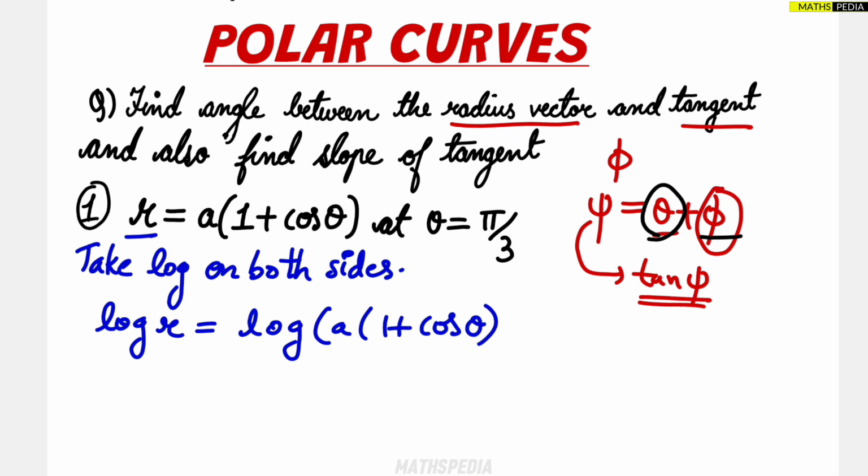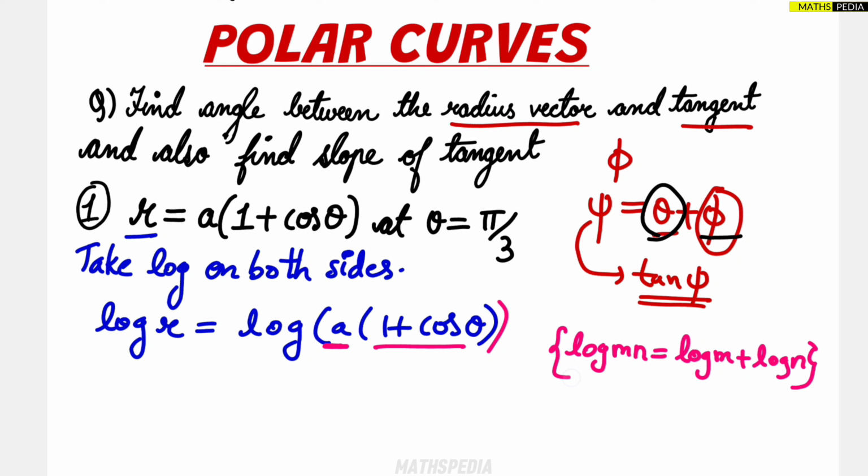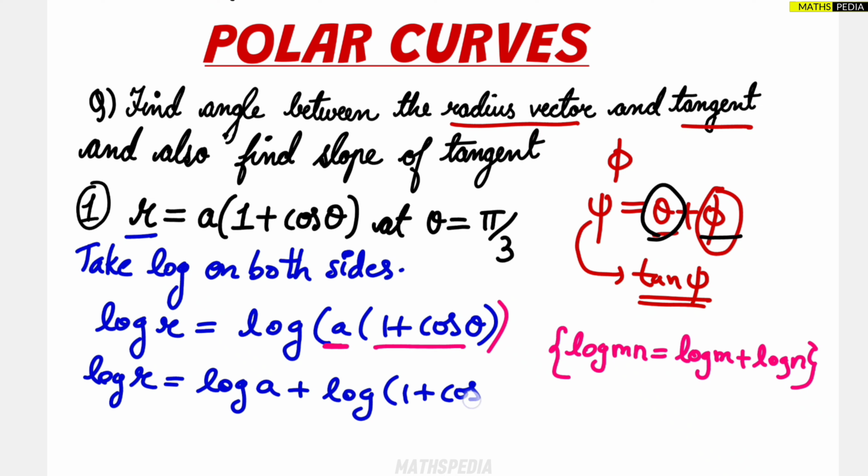Now here we can apply formulas. Here two functions have been multiplied. So we can apply the formula of log of m into n, which is equal to log m plus log n. So this can be applied here. So it will be log R is equal to log A plus log of 1 plus cos theta.